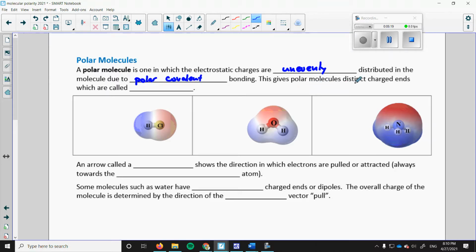And this gives polar molecules distinct charged ends, which are called dipoles. So the ends are called dipoles. Think of the poles of the Earth, the same type of idea.